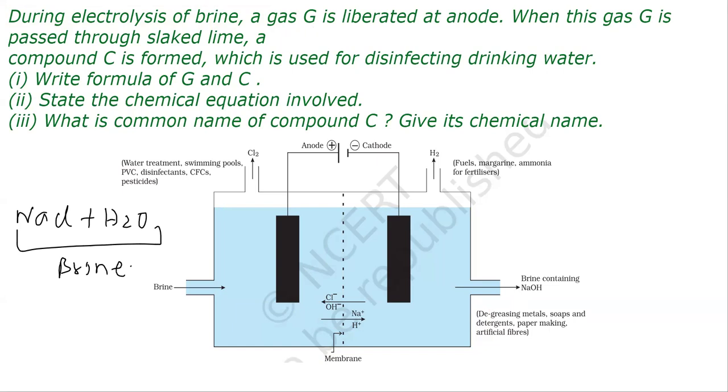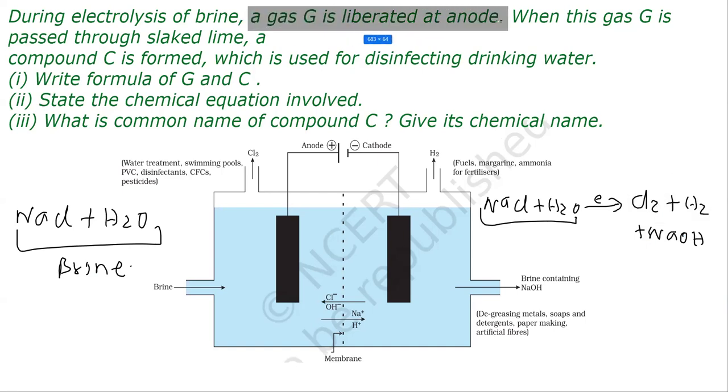It says a gas G is liberated at the anode. Now, let me first write down the reaction involved, that will bring clarity. When this brine, that is NaCl plus H2O, is passed with electricity, three products are formed. One is chlorine gas, second is hydrogen, and the third product is sodium hydroxide. Now, when I read it further, we can see there are two gases produced. Now they're talking about the gas G liberated at the anode.